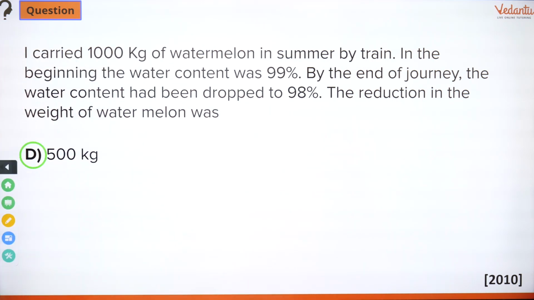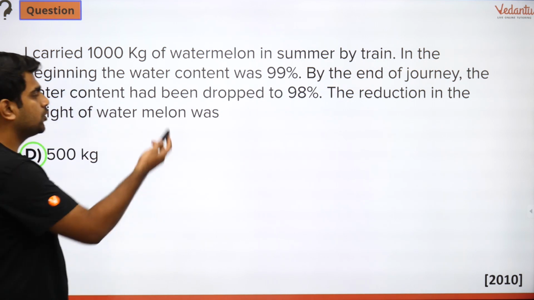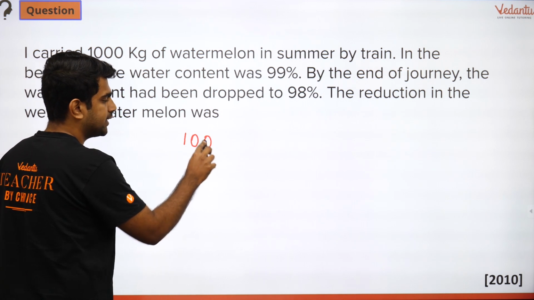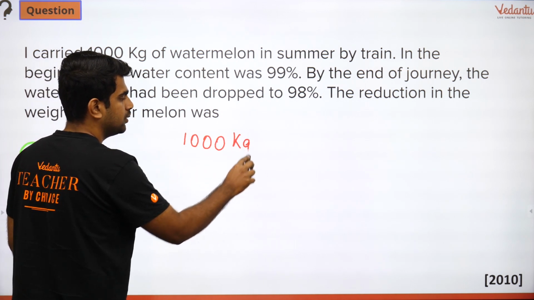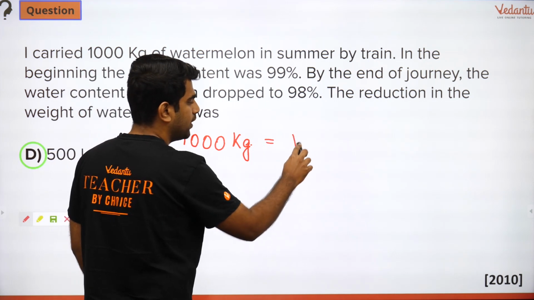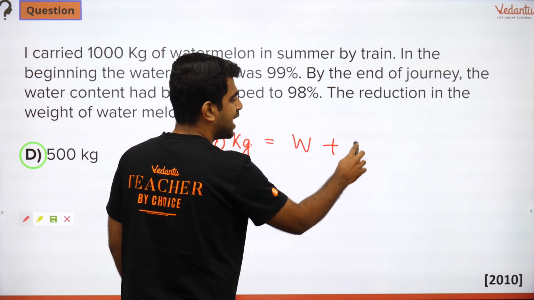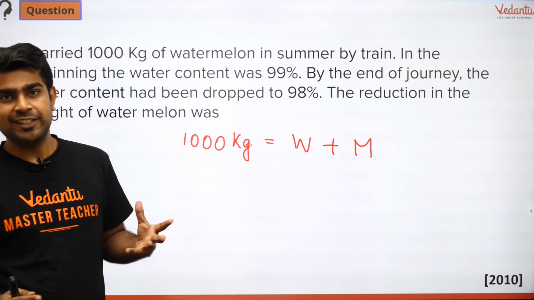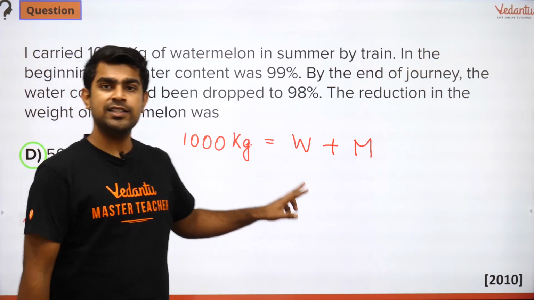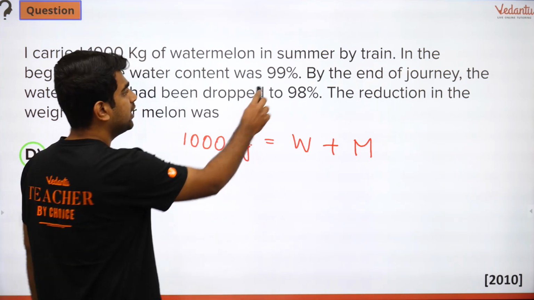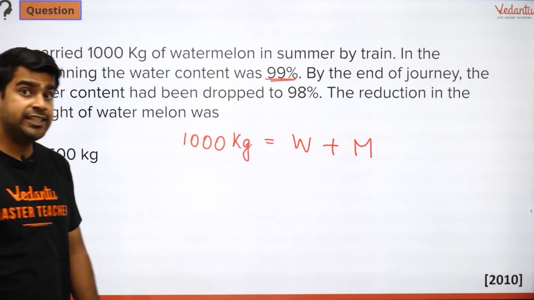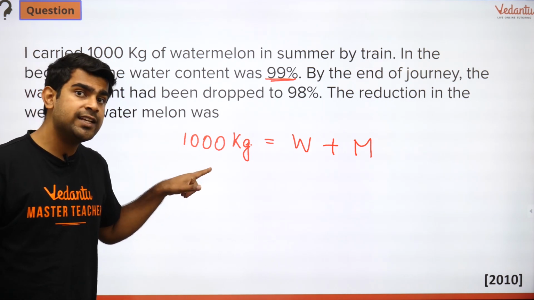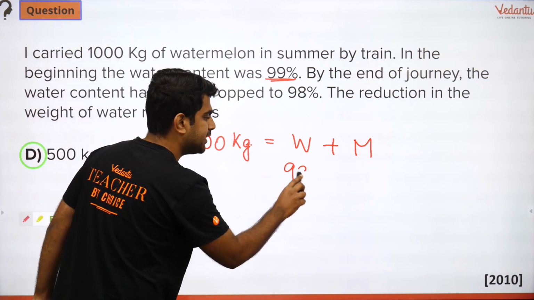Perfect. So let me get started. The first thing is, what is the initial weight of water? So you have 1000 kg of watermelon, right? So it has water plus some matter. Let's call it matter, the red color stuff which we eat. So let's call it matter, and water is the remaining part. So water is how much? 99% initially. So what is 99% of 1000? It is going to be 990, isn't it?